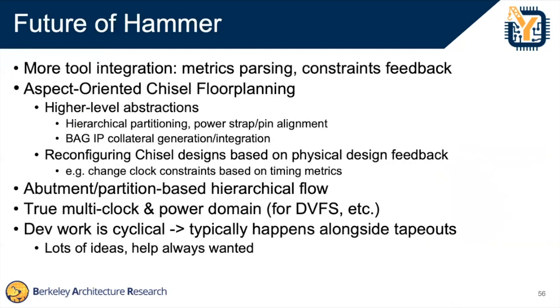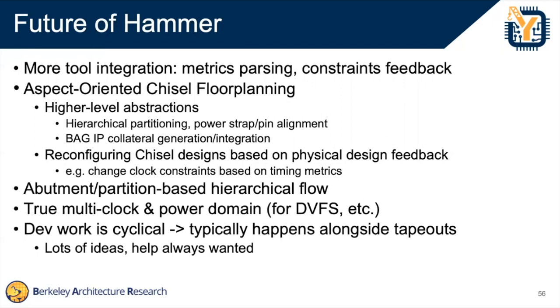So a few things about the future of Hammer, things that we're planning right now. More tool integration. We want to be able to parse metrics right from the tool log outputs, and get some feedback on constraints to know when they're valid or not. Someone earlier mentioned that we generate this huge chip-level config. How do you actually floorplan that? So we're working on an aspect-oriented Chisel floorplanning API so that you can get that collateral out of Chisel and then use it in your floorplan design in Hammer.